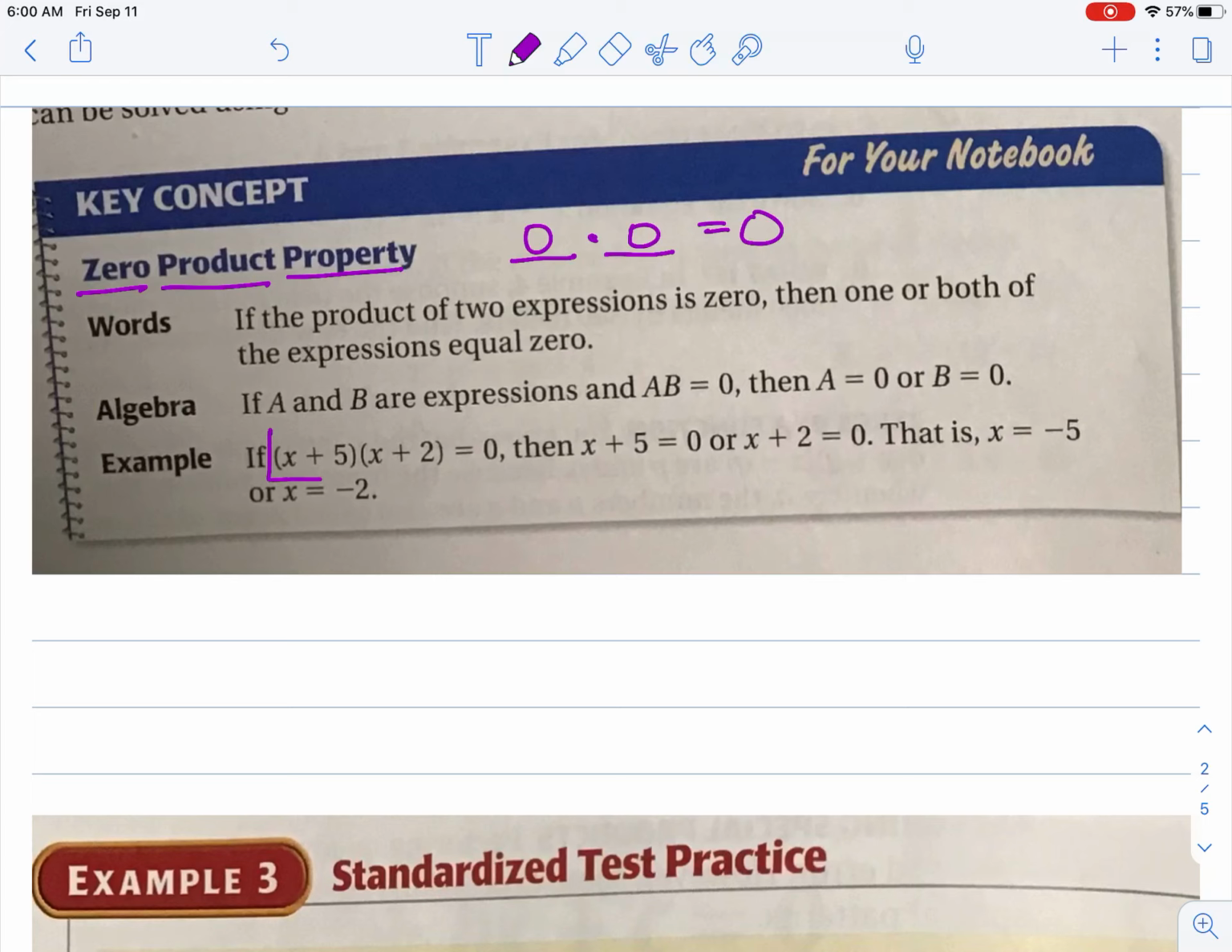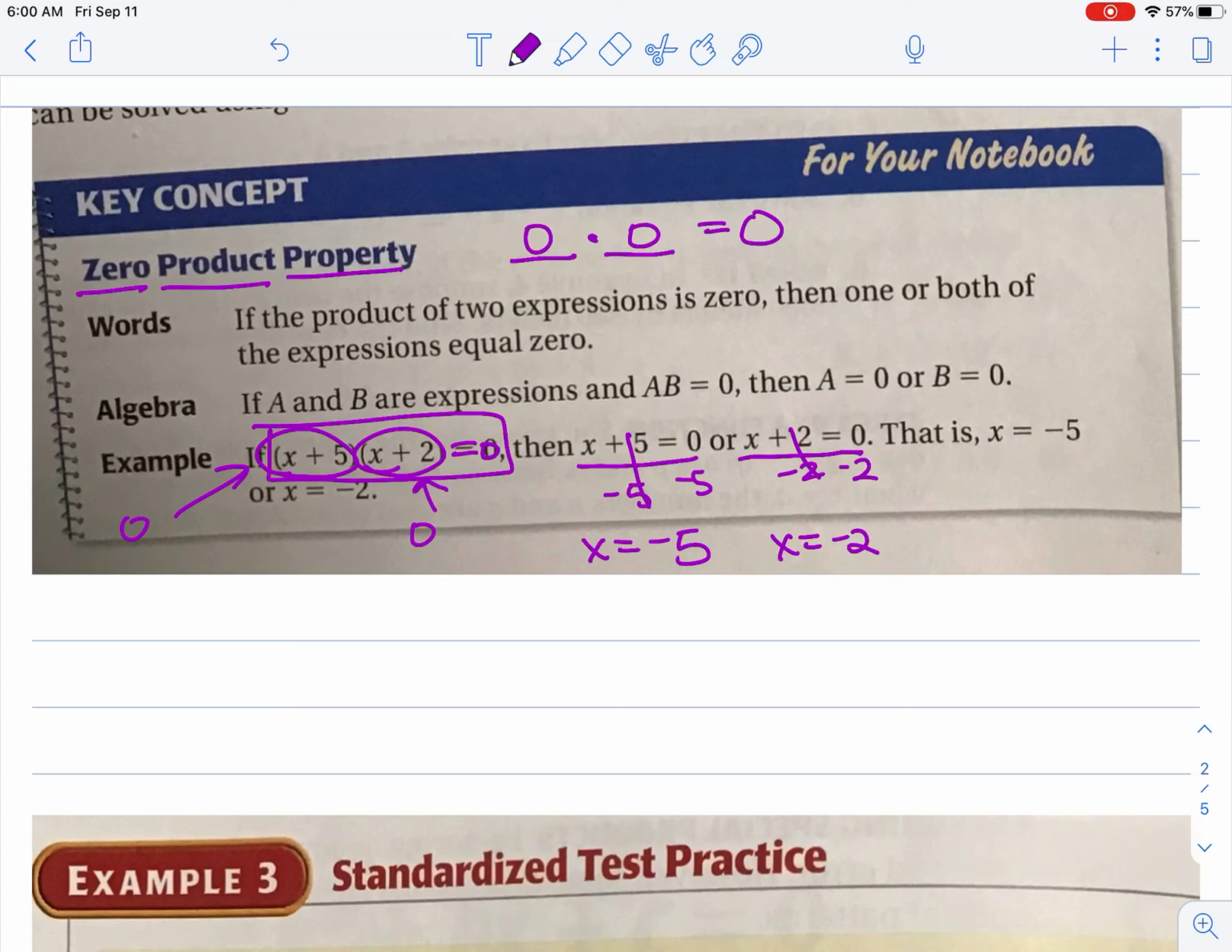So for example, if you had some factors x plus 5 times x plus 2 equals 0, we know that either x plus 5 is 0 or x plus 2 is 0. And if that's the case, then we could say x plus 5 equals 0 or x plus 2 equals 0. And then you can solve them for x. We would subtract 5 from this one, and we would subtract 2 from this one. So in order for those two factors to multiply to 0, x has to be negative 5 and/or x has to be negative 2.